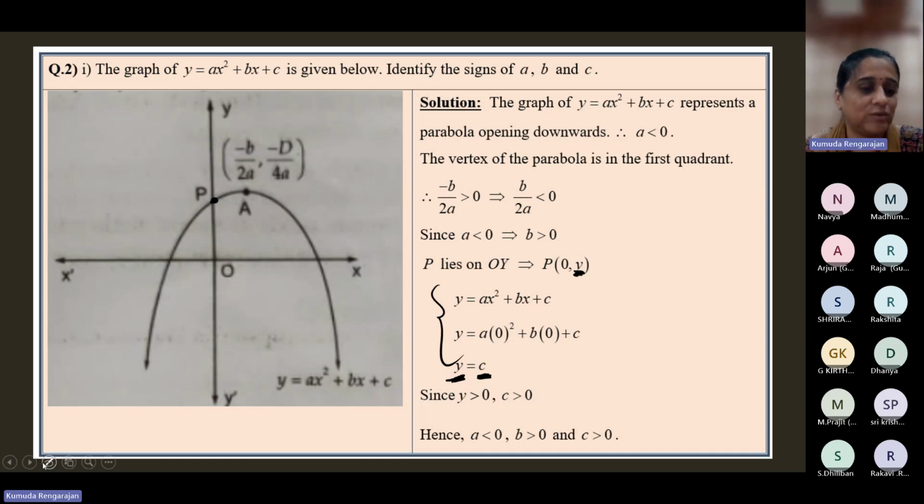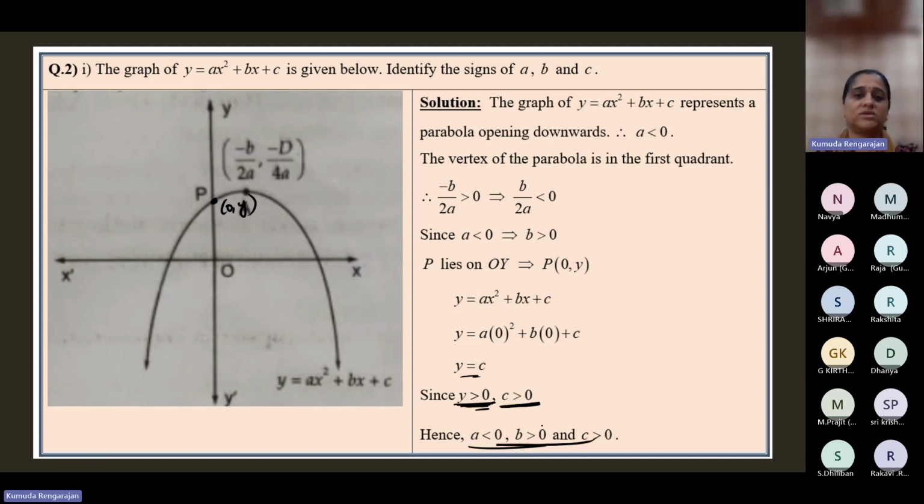So c is equal to y, meaning where is y? Y is here, at 0, y. And what is y here? It is positive. It's the positive side of the y-axis. So y is positive. That means c is also positive. Instead of writing y is positive, since y is greater than 0, we write c is also greater than 0.